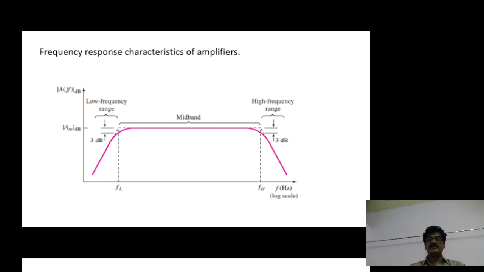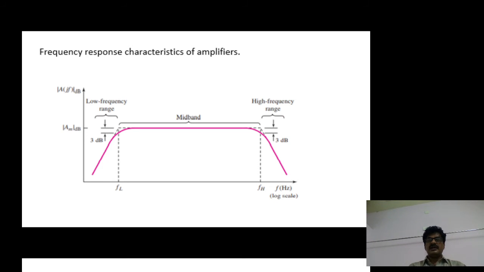The bandwidth is the difference between the higher cutoff frequency and the lower cutoff frequency. Here FH is the higher cutoff frequency and FL is the lower cutoff frequency. So the difference between these two frequencies represents the bandwidth. But these cutoff frequencies, FH and FL, are measured at 3 dB.